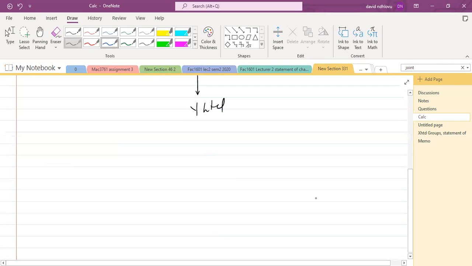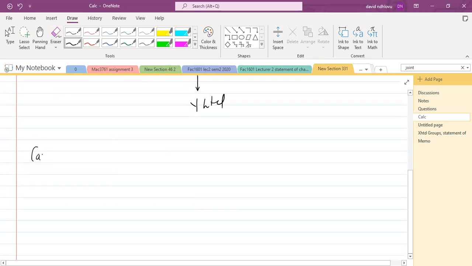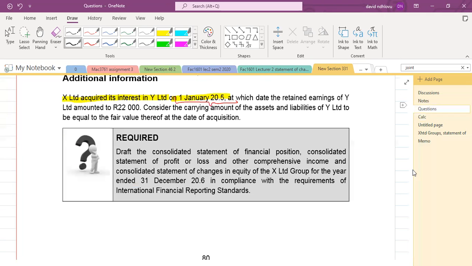Then when we go to our calculation number one here, your calculation number one is always the same. What is the calculation, good people? I think it's the percentage. Yes, you want the percentage shareholding, because it can happen that you buy 100% of the shares, or it can happen that you buy a lesser amount. So you need to know how much you actually control in the subsidiary. To calculate that is not difficult at all.